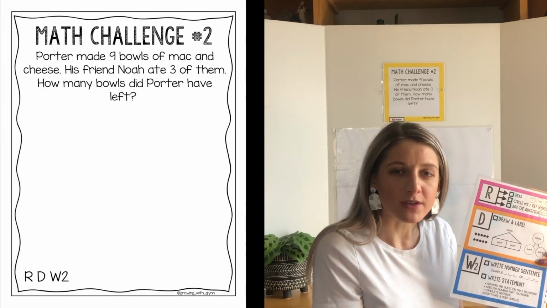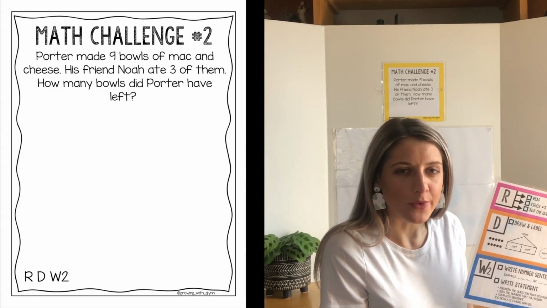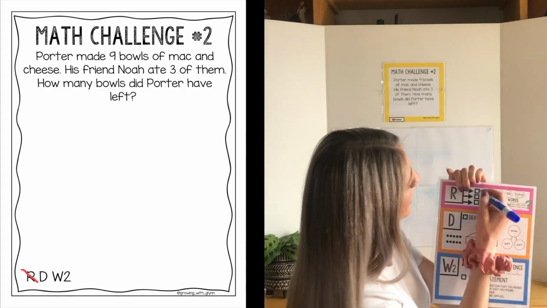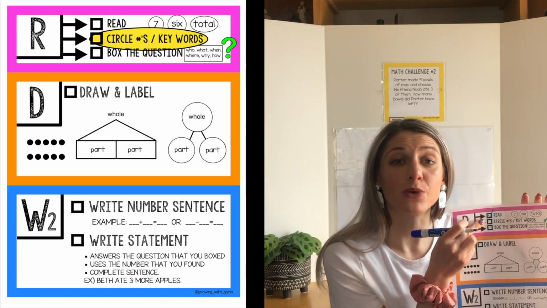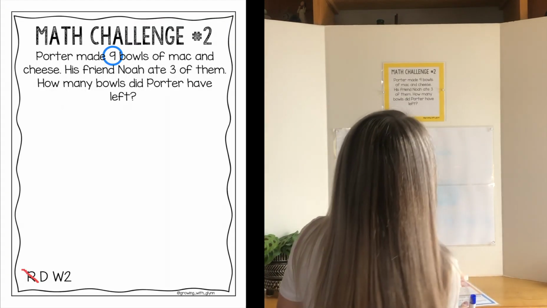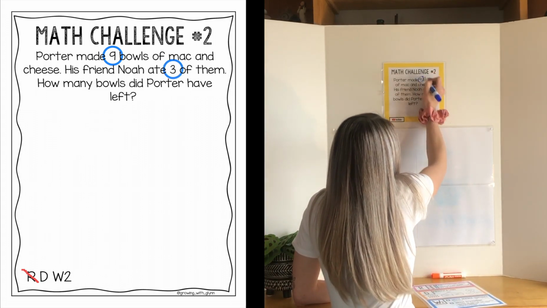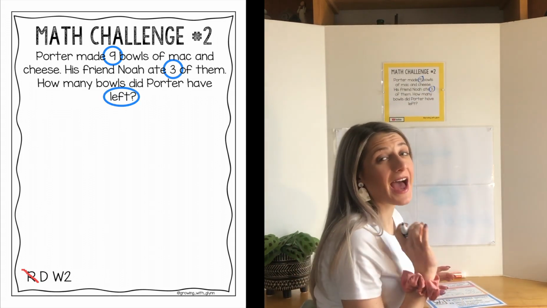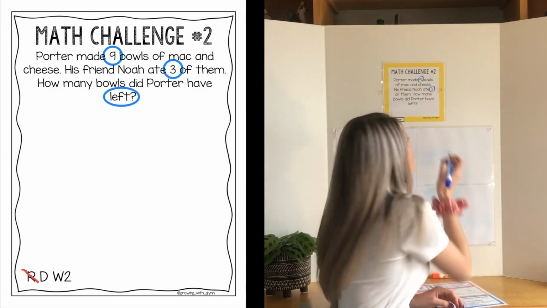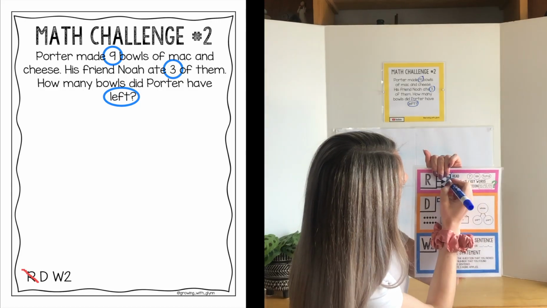Porter made 9 bowls of mac and cheese. His friend Noah ate 3 of them. How many bowls did Porter have left? We can check off our R and move on to the next step. Circle numbers and key words. Now when I go to circle numbers, I see a 9 and a 3. And our key word here is the last word in the problem, left. And this key word, left, usually means that we're going to be subtracting.